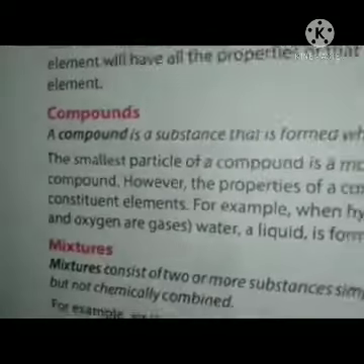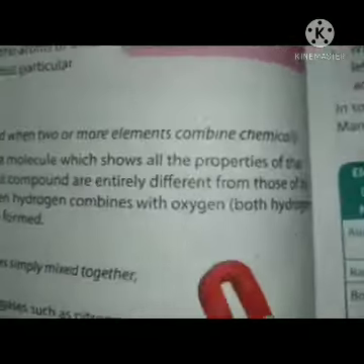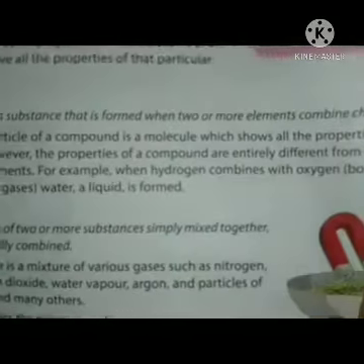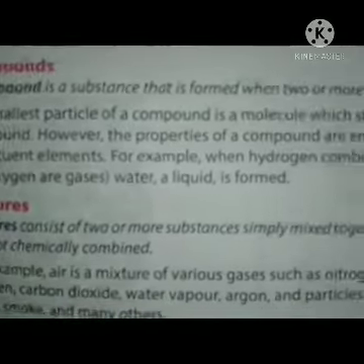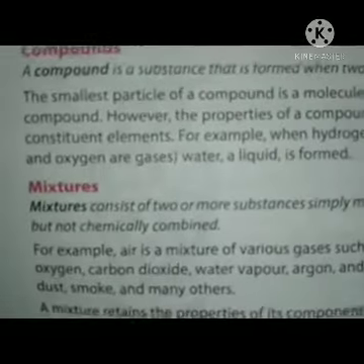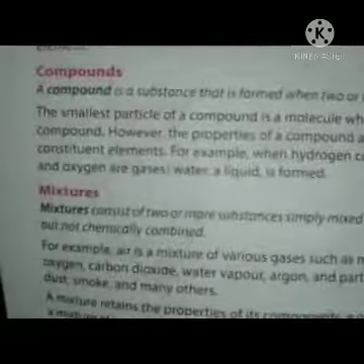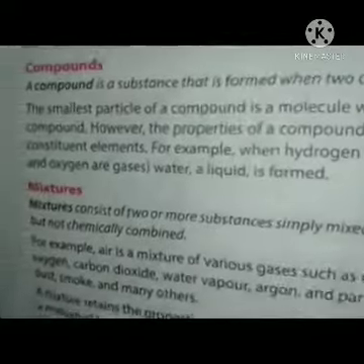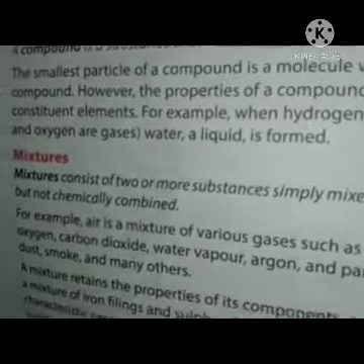As for compounds, a compound is a substance that is formed from a combination of two or more elements chemically combined together. The smallest particle of a compound is a molecule, which will show all the properties of that particular compound. However, the properties of a compound are entirely different from those of its constituent elements. When hydrogen combines with oxygen, both hydrogen and oxygen are elements in the form of gases, they form an entirely different substance, a compound called water, which is liquid.